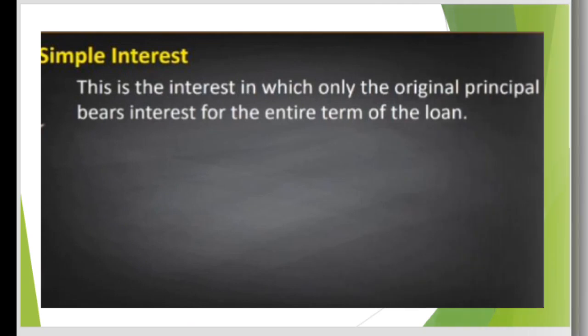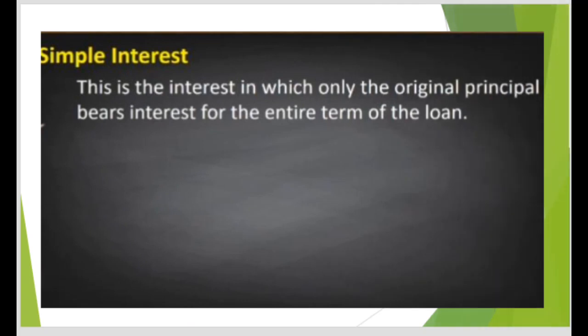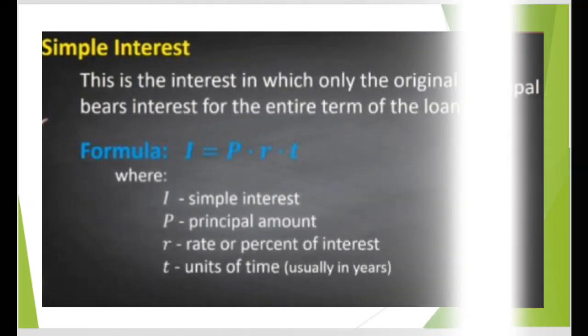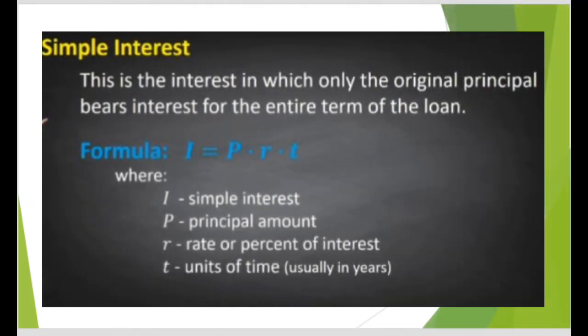Now, what is simple interest? So, simple interest is the interest in which only the original principal bears interest for the entire term of the loan. That is why the formula is just I equals PRT, wherein we just need to multiply the rate to the principal times the time T, which is usually expressed in number of years.